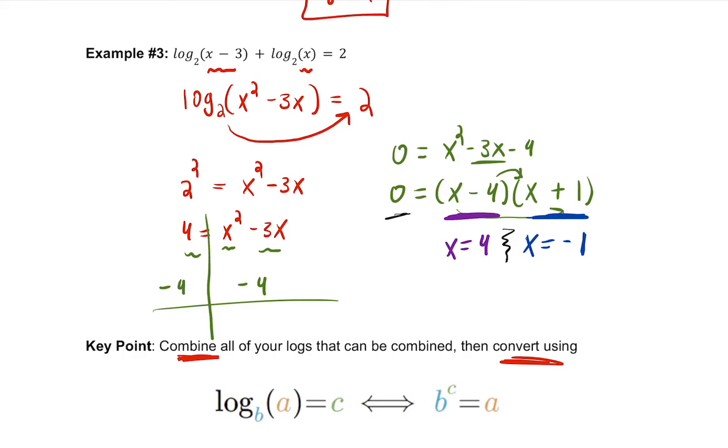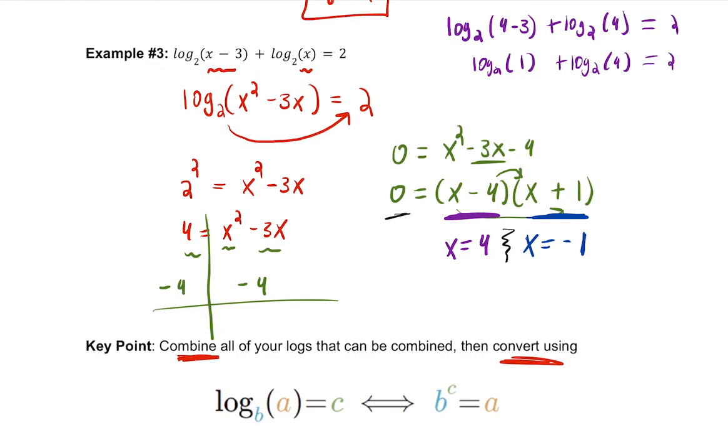So let's say if we plugged in 4, we'd have the log base 2 of 4 minus 1 plus the log base 2 of 4, and that would need to be equal to 2. Well, this is the log base 2 of, not minus 1, minus 3 is what that problem said. So this is the log base 2 of 1 plus the log base 2 of 4, all of that needs to be equal to 2.